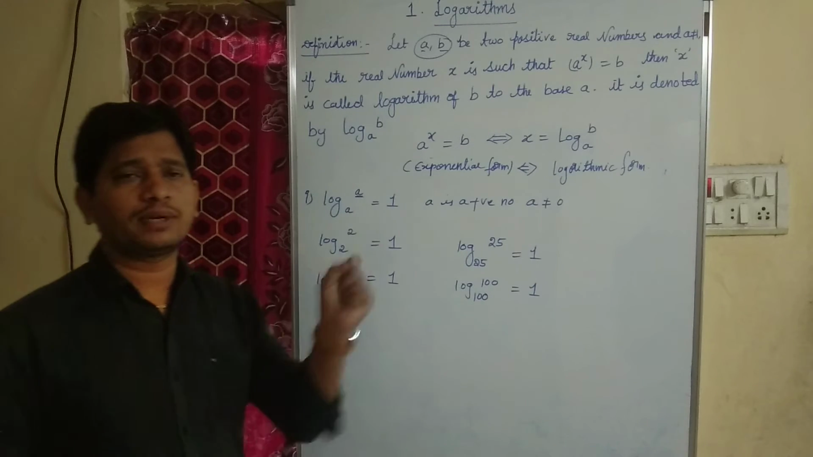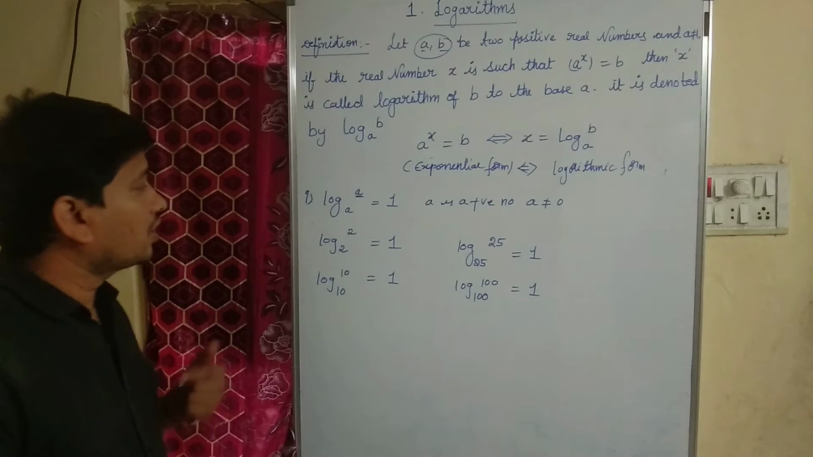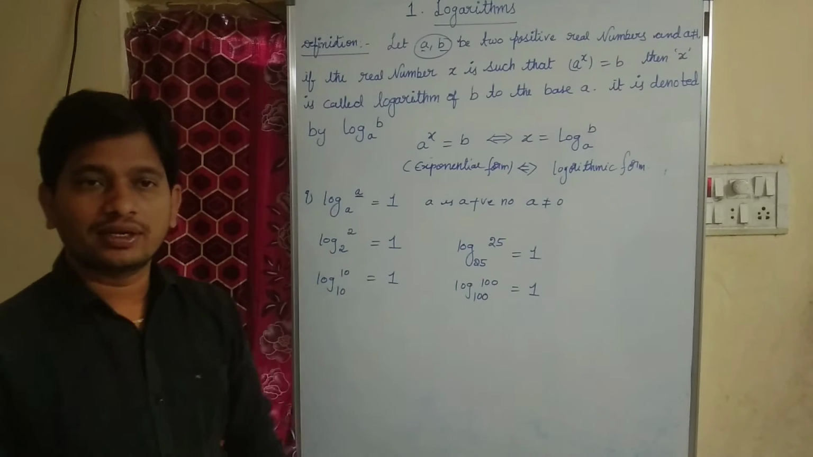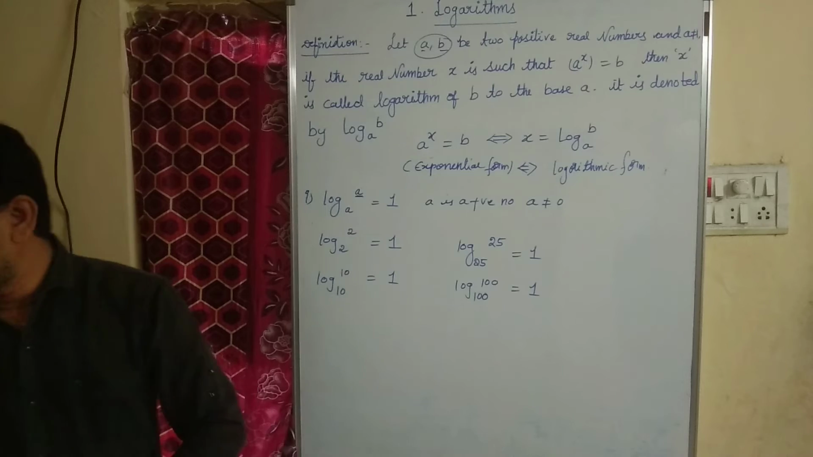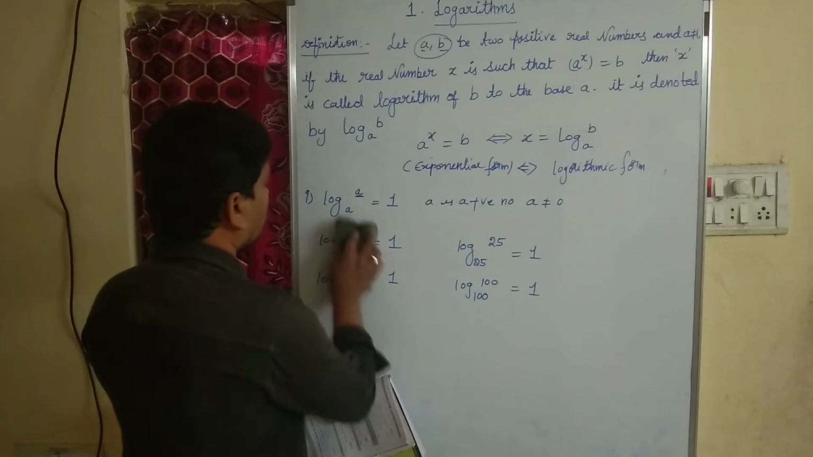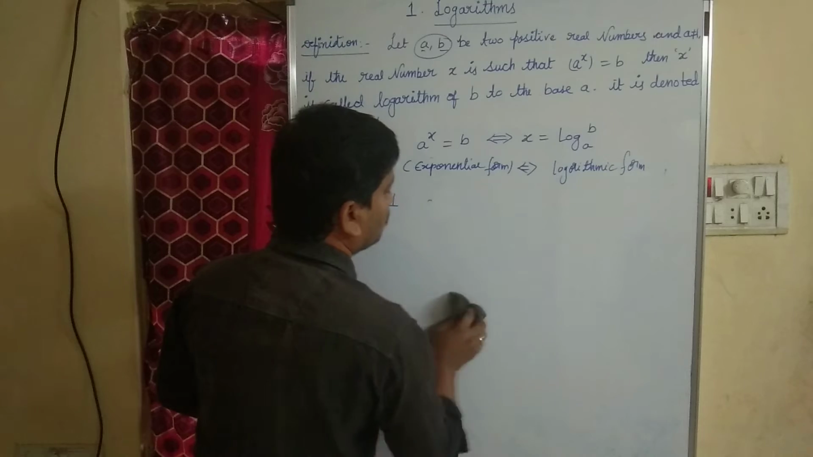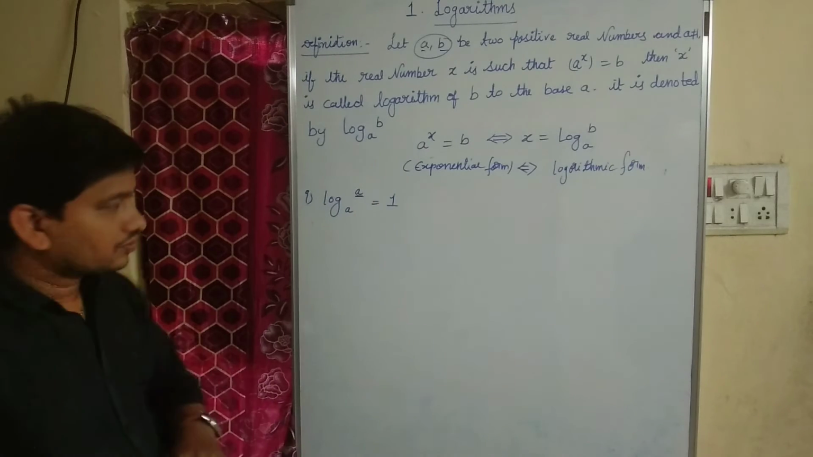This is the most important point: the logarithm of any number to the same base must be equal to 1. That is our theorem 1, or we can also say property. Now coming to the second one.